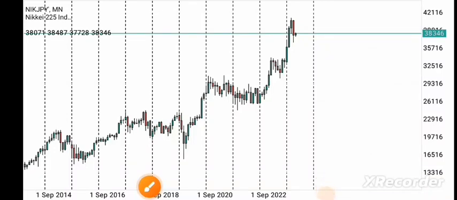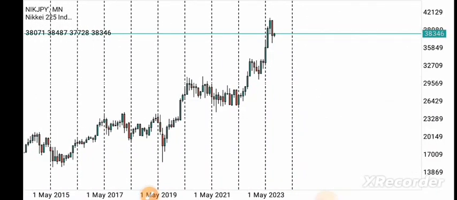The title of this particular video is Nikkei225 Technical Analysis, Market Structure and Key Levels. What we'll do in regards to this particular index is analyze it from the monthly chart all the way to about the H4 chart. And at this point in time, as you guys can see, we are on the monthly chart.